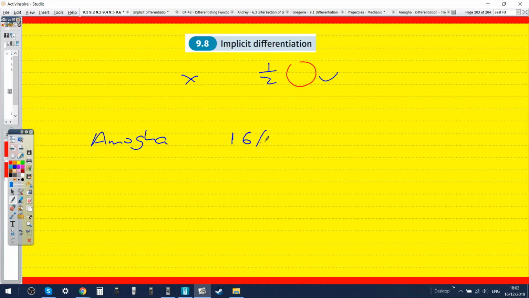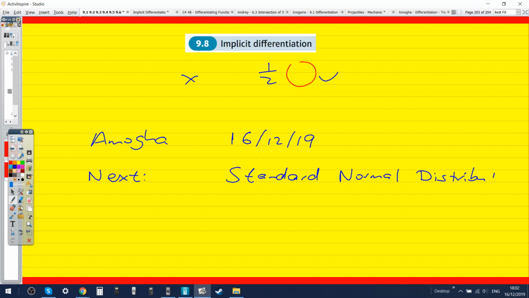So anything in particular you want for next lesson? We're doing the standard normal distribution, and I don't like stats. Normal distribution. Do we have any lessons over Christmas? Next week is okay, but the week after that I can't do a lesson. Okay. The 30th, I think.